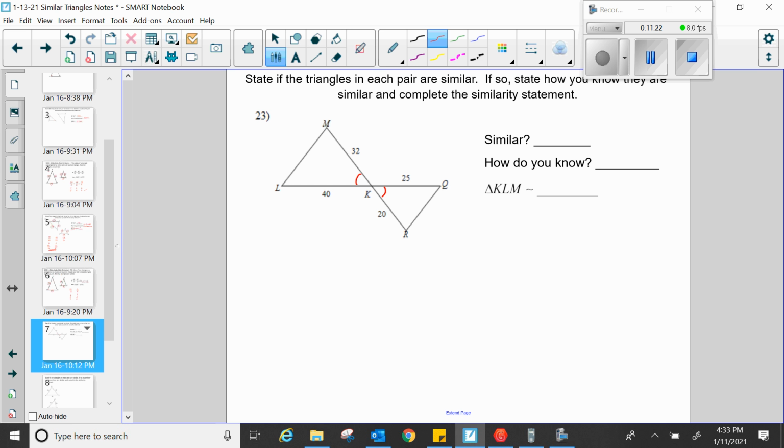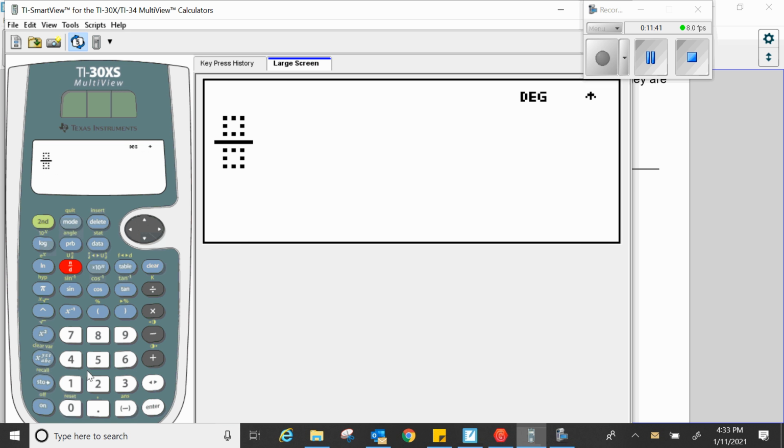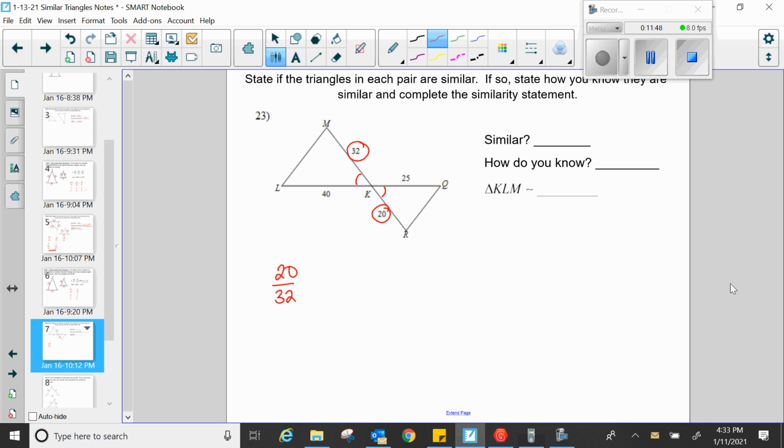So what I would do now is I would check to see, well, are the sides proportional? So what I would do is I would match the 20 with the 32, and then that's going to reduce to give you 5/8. And then I would match up the 25 with the 40.